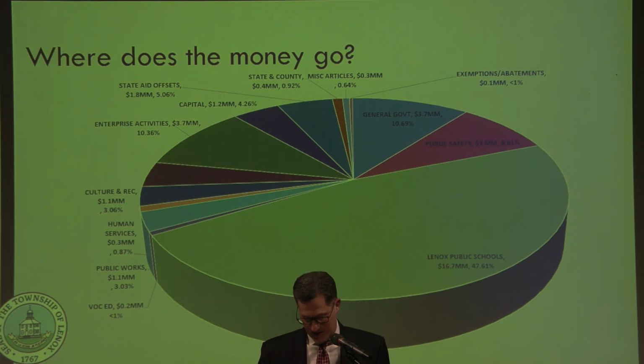So where does the money go? In Lenox, the largest expenditures that take place, obviously, fund our outstanding public school system. 47.6% of total appropriations are dedicated towards our public schools. Some of the larger other categories include public safety at 8.6%, general government at 10.7%. Our enterprise fund activity is about 10.4% of total spending, and then the remainder is distributed among various other categories, as you can see behind me.